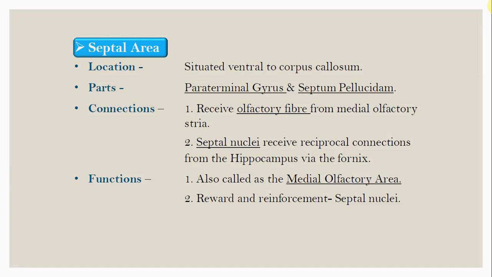So coming to the septal area, its location is ventral to the corpus callosum. It is composed of two parts, paraterminal gyrus and septum pellucidum. Connections include the olfactory fibers from the medial olfactory stria, and the septal nuclei receive reciprocal connections from the hippocampus via the fornix. The septal area is also known as the medial olfactory area.